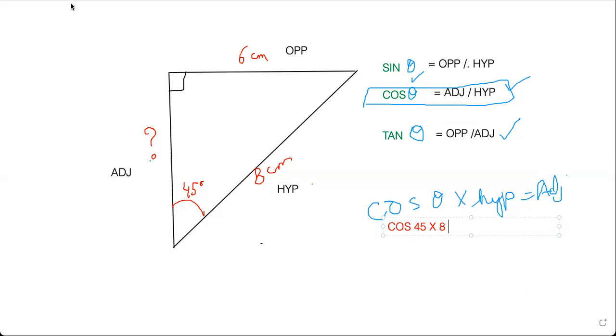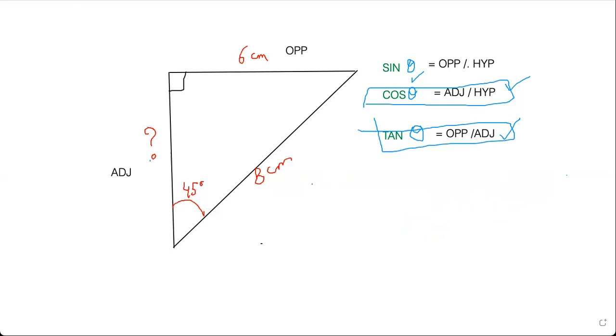Or you have one more option. You can use the formula of tan theta. Tan theta is opposite over adjacent. How do we rearrange the formula? Tan theta equals opposite over adjacent. So how are you going to rearrange the formula? Let me show you.